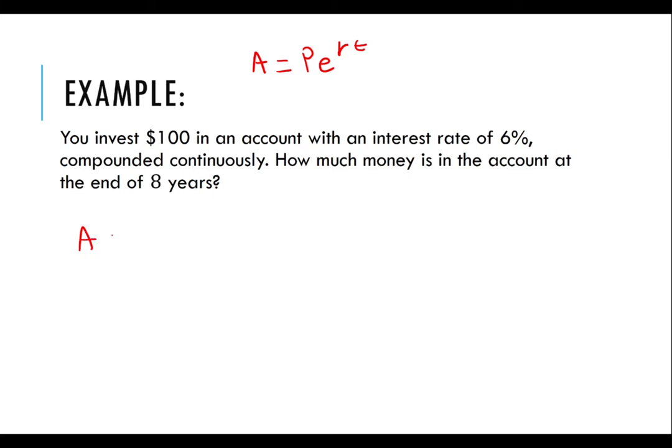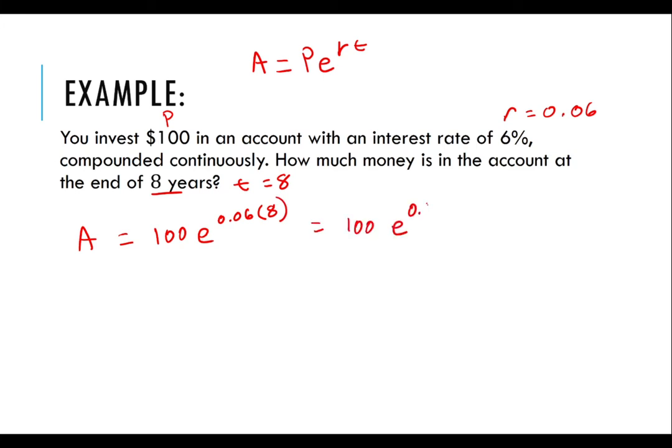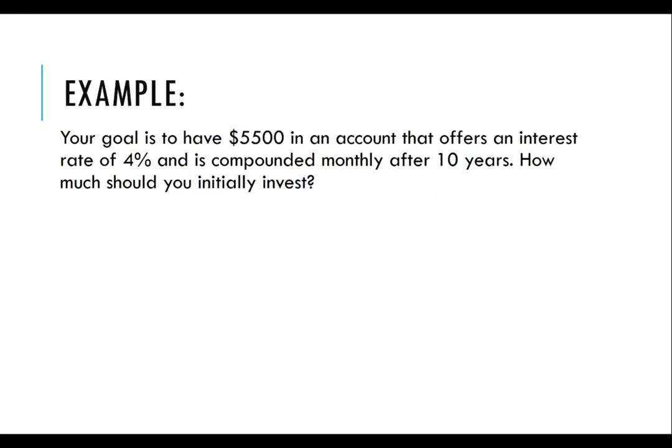So our amount, A, is equal to, we see that our principal is 100, our rate is 6% or 0.06, and our time is 8 years, and so that's going to be 100 times e raised to the 0.06 times 8, which I get to be 100 times e raised to the 0.48. I get that to be approximately $161.61.